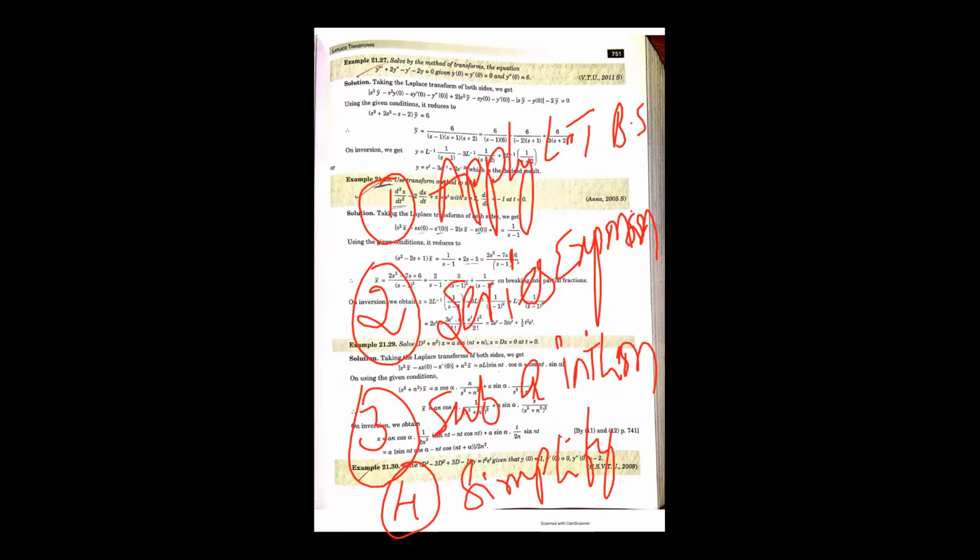Partial fractions are of two types. One is proper and the second one is improper. Last class we discussed this. The proper fraction is of the form a by something plus b by something. It is easily calculated by the partial fraction method.